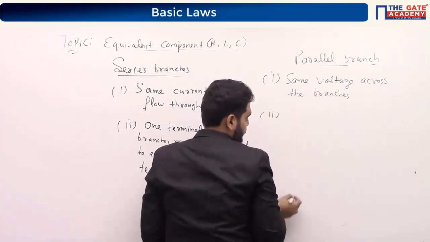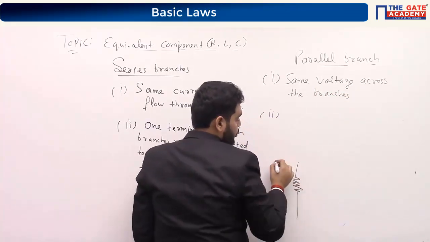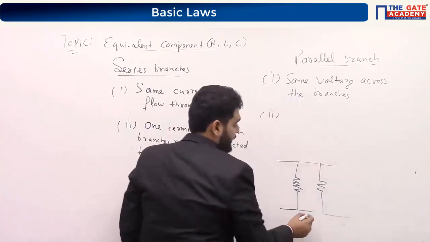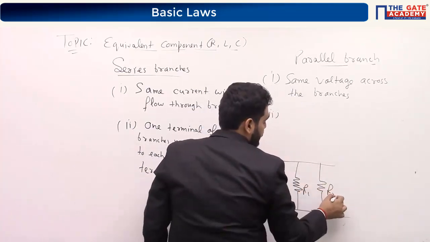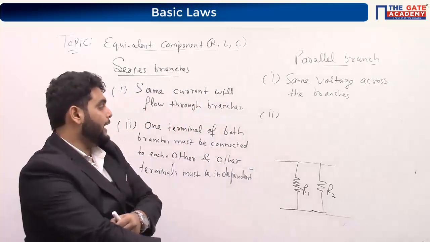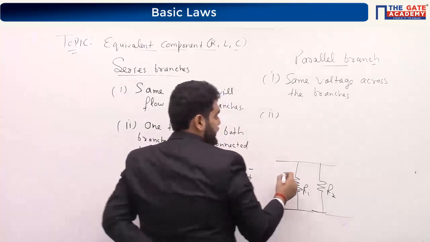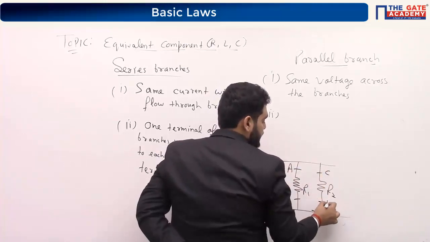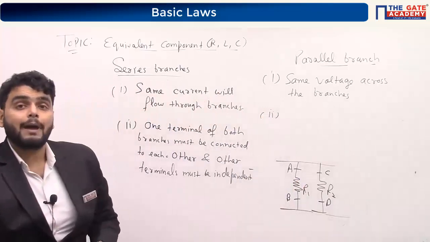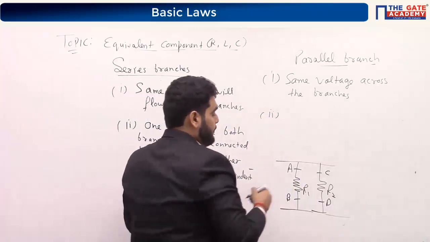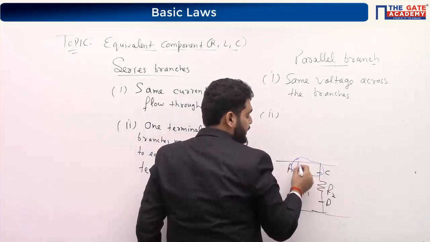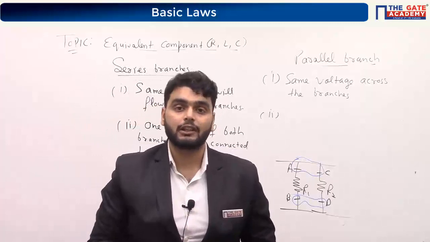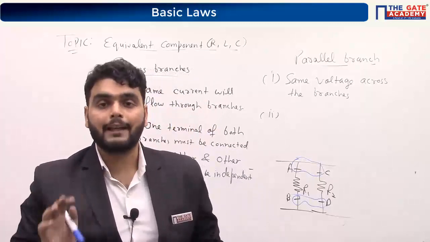Second point is important. Let us suppose these are two branches, and you know these two branches are in parallel, R1 and R2. Now we have to identify why they are in parallel. See, this is terminal A, this is terminal B, this is terminal C, this is terminal D. So for parallel branch, see carefully, both terminals must be interconnected to each other, then those branches are known as the parallel branch.